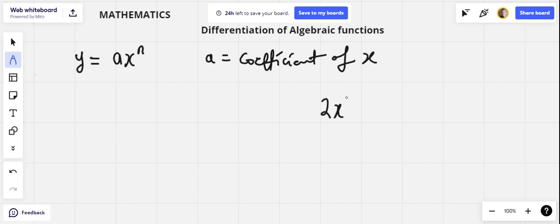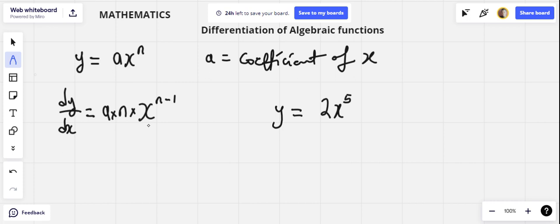So assuming we have 2x raised to power of 5, the 5 here represents n, the 2 here represents a, and x here represents itself. So if you have y equals 2x raised to power of 5, and you have y equals a x to the n, and you have to find dy/dx, then dy/dx will be equal to a times n times x raised to power of n minus 1. So dy/dx equals a n x raised to power of n minus 1. So that's how to find dy/dx when the function is of this form.